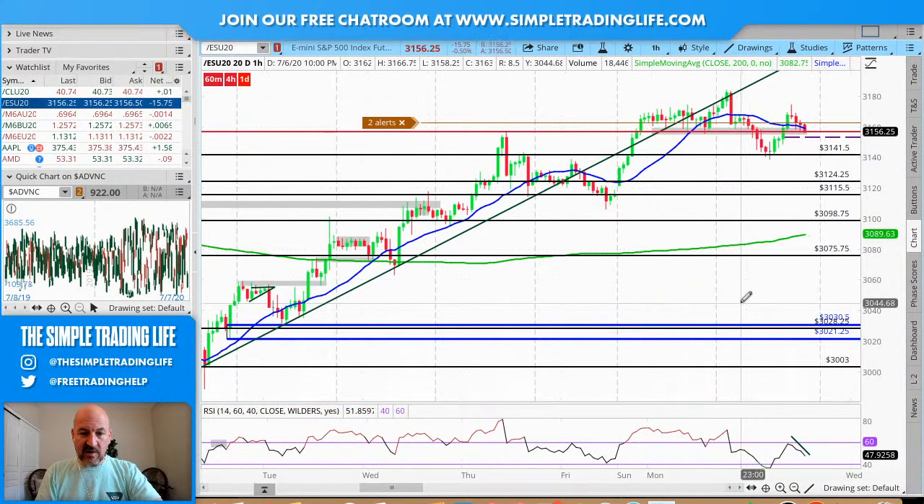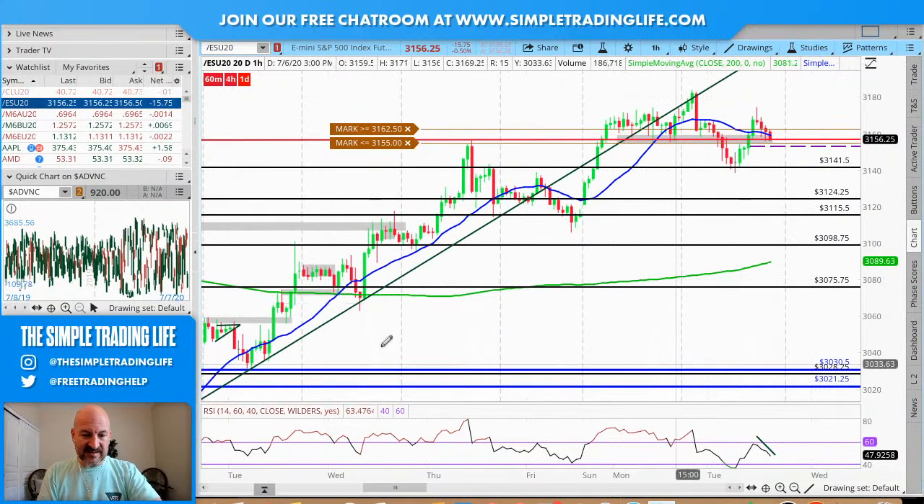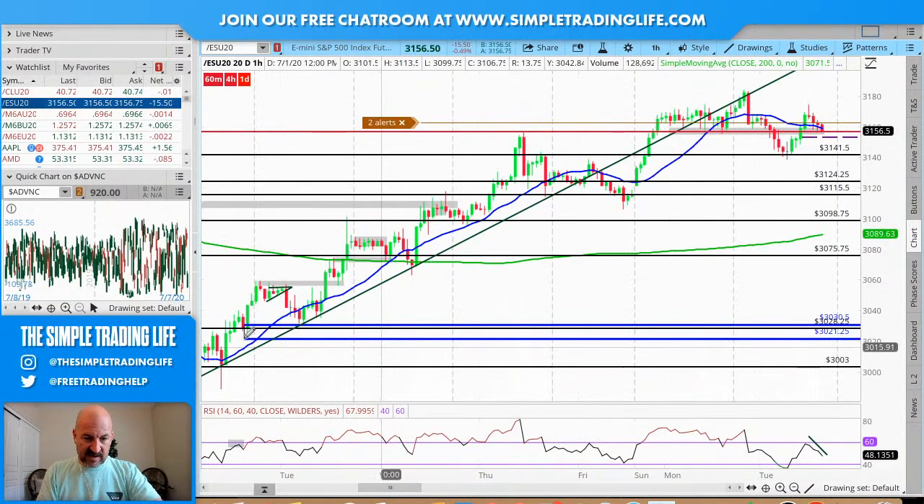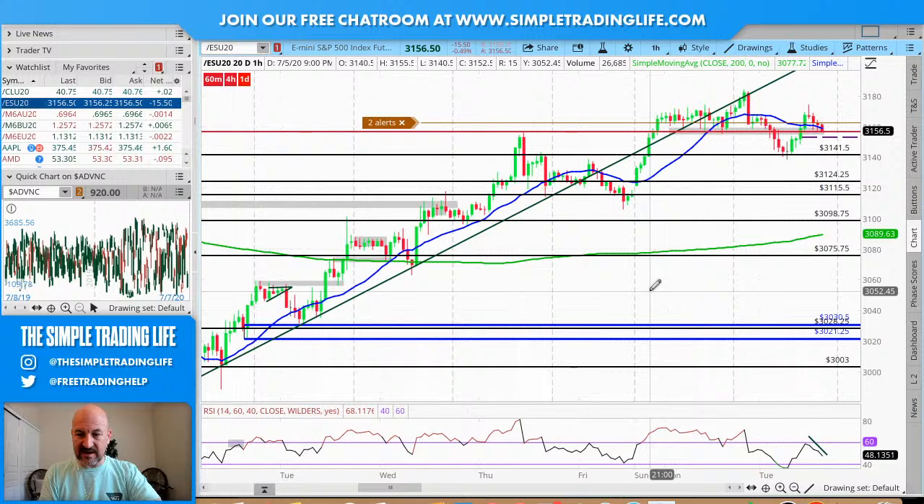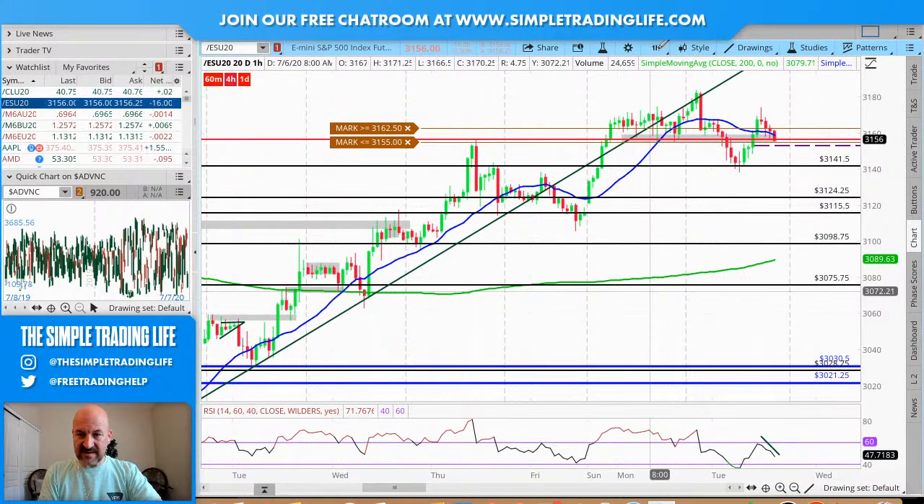But I want to know that this zone is here because the last time, here's where it was formed. We came up here, came right back down. The very first time we tested it, boom, we shot away. And then we've never been back since. So that told us there was a lot of aggressive buyers right there. Okay, let's go back to the 30-minute.